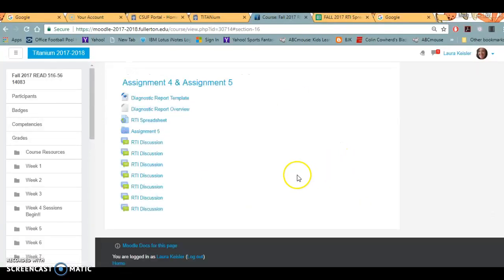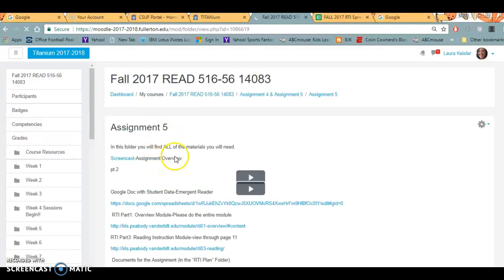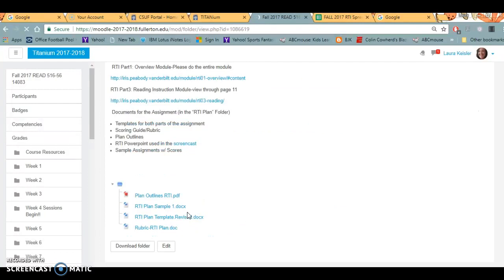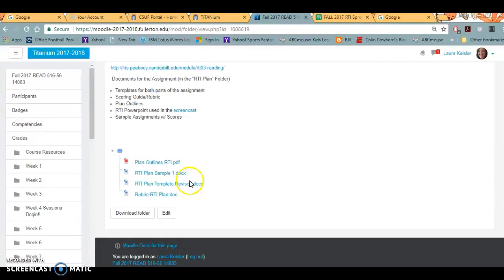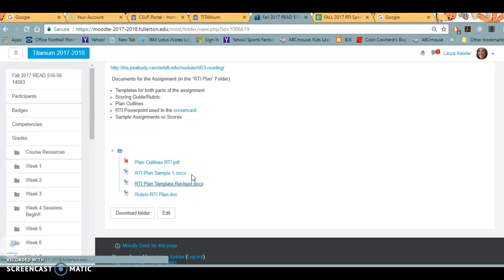So this is where I've changed the assignment. So if you take a look in the assignment 5 folder, I've revised the template. So rather than have you working in groups and coming up with interventions for each of the groups, I'm going to ask that you individually choose one group for a tier 2 intervention.